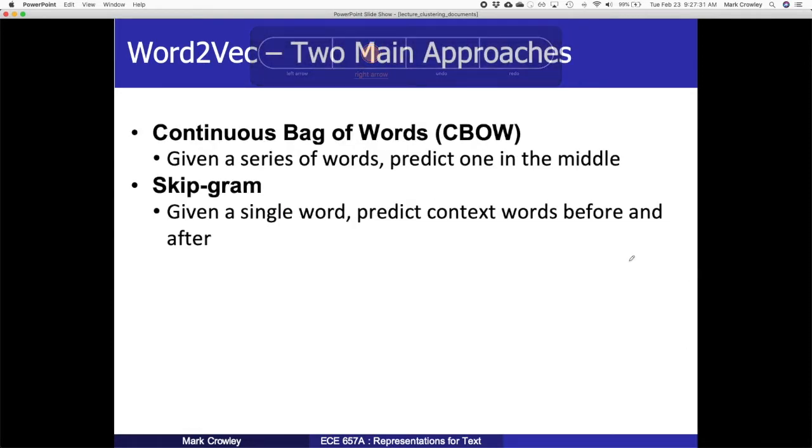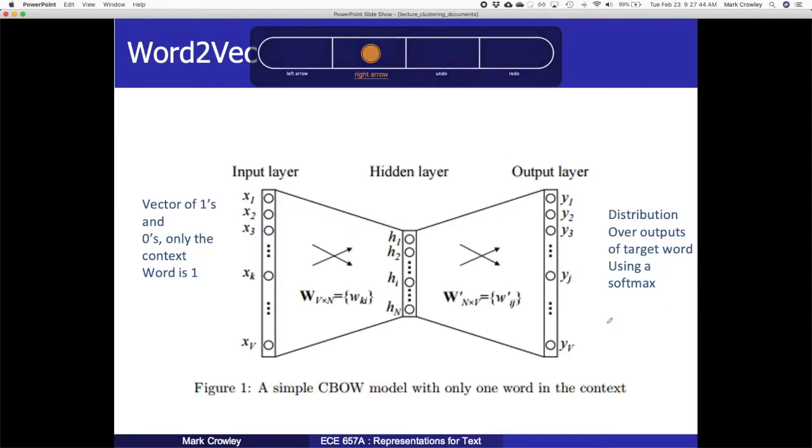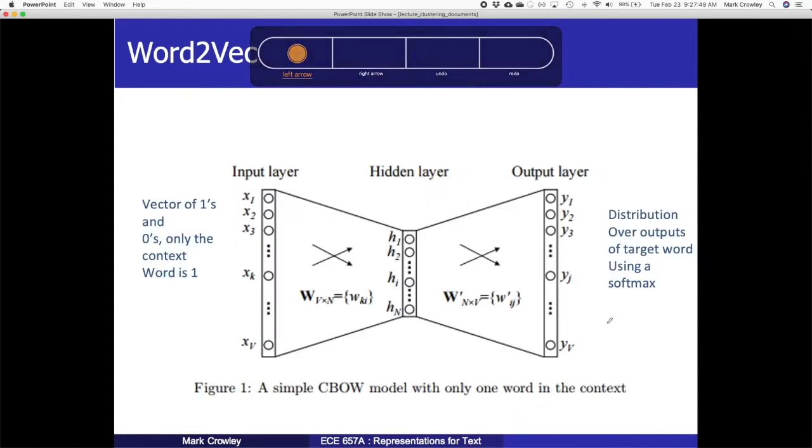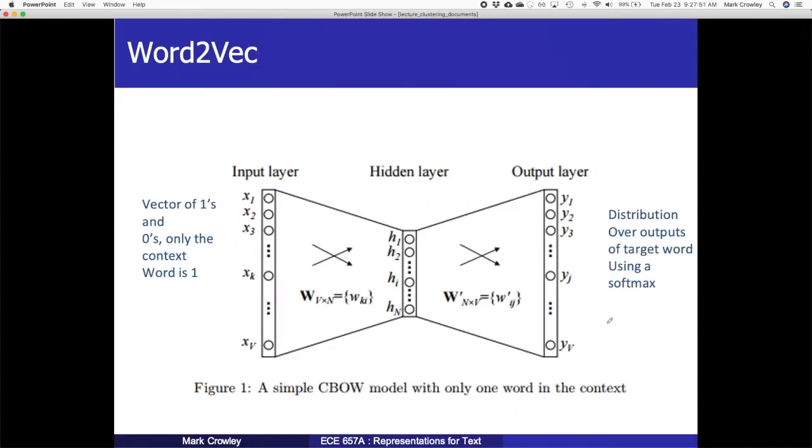So how does it do this? So there's two main approaches. I have changed the order of all these slides. My notes are useless. Okay, we're showing them both there, right? Okay, that's the order. This is CBOW.